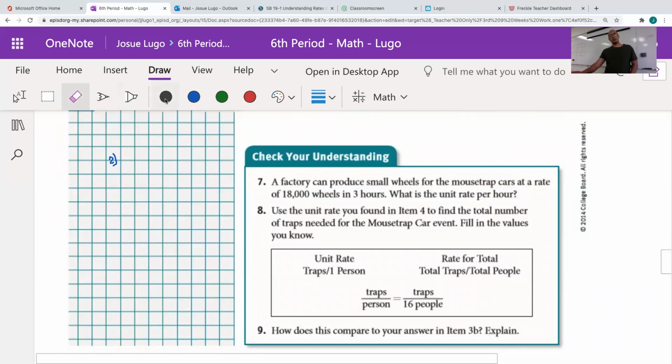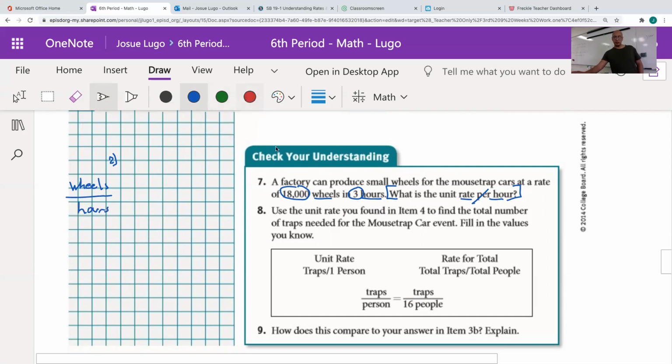All right, notice in number 7, it reads, a factory can produce small wheels for the mousetrap cars at a rate of 18,000 wheels in 3 hours. Question reads, what is the unit rate per hour? Rate of wheels per hour. So the two things that we're comparing here, ladies and gentlemen, and what I want you to write in your notebook for number 7 is wheels per hour. The rate of wheel production per hour.